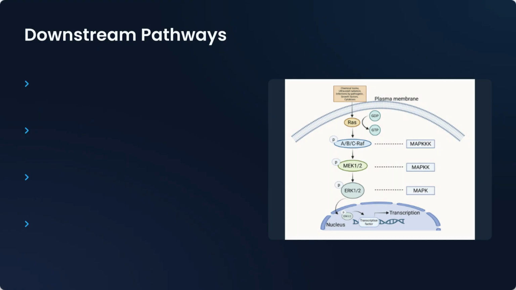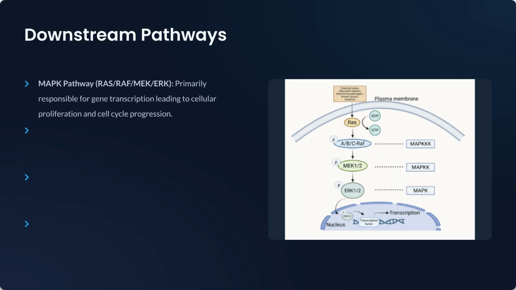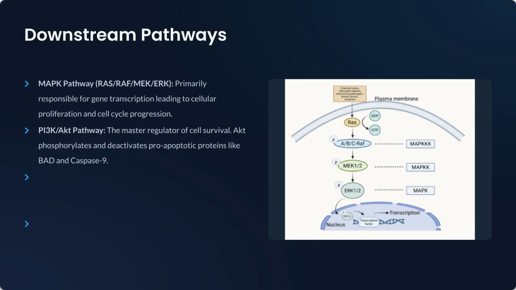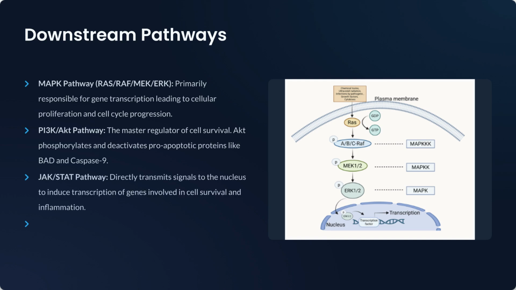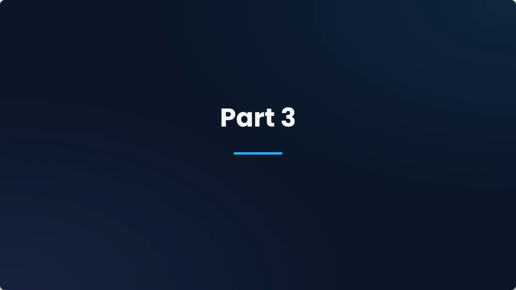Key downstream pathways driven by EGFR include MAPK for proliferation, PI3K/AKT for survival, JAK/STAT for survival and inflammation, and PLC-gamma for cell motility. Part 3 will now cover the process of epithelial cell transformation, a crucial step in cancer progression.